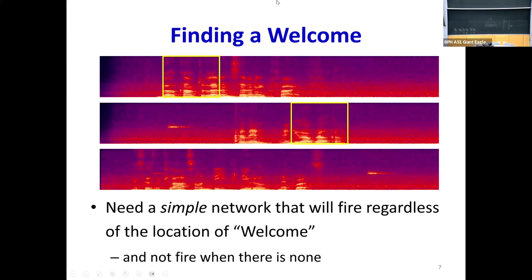Well, the trivial solution, before we even begin speaking of scanning, is just to have lots and lots of training data with the word welcome in every position. What would be the problem with that?